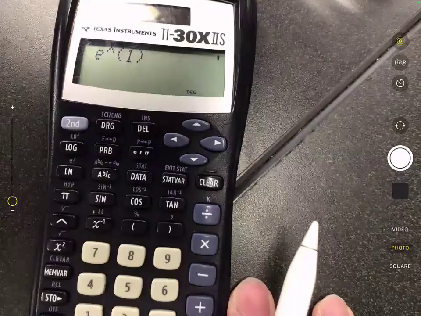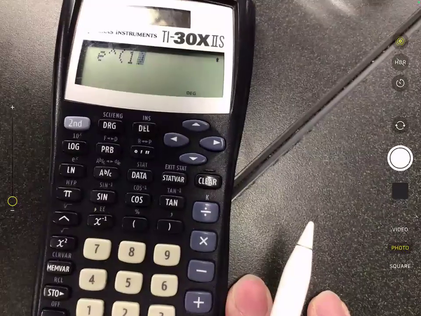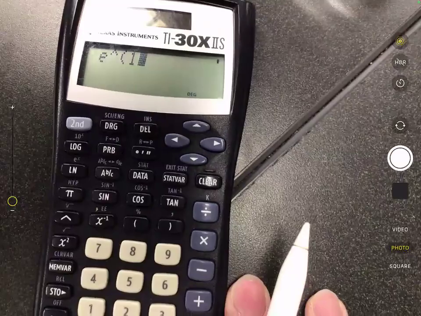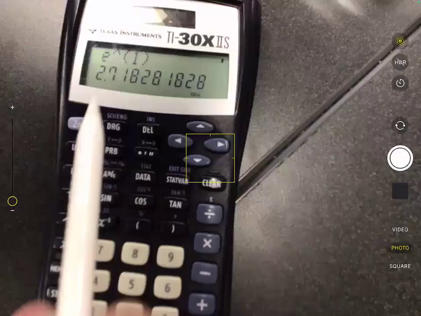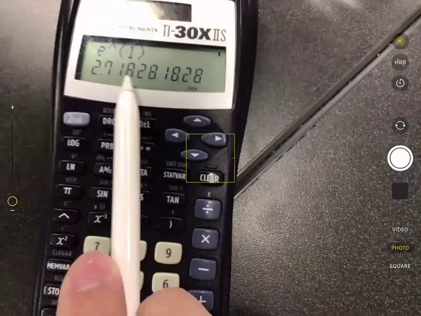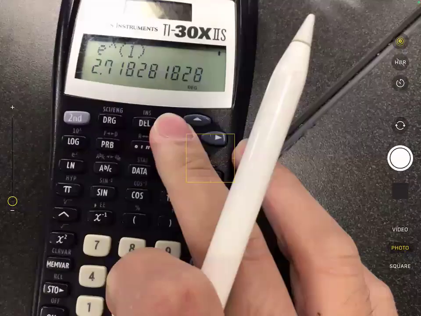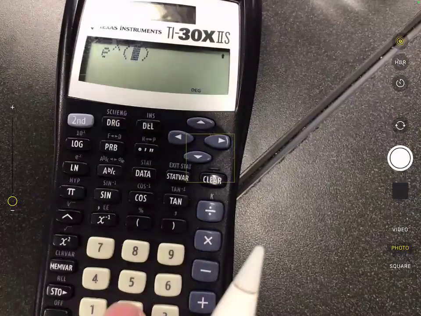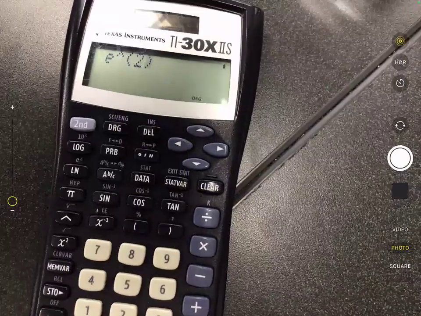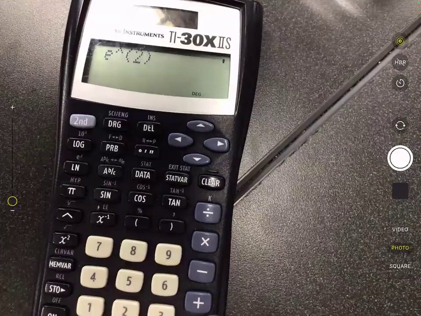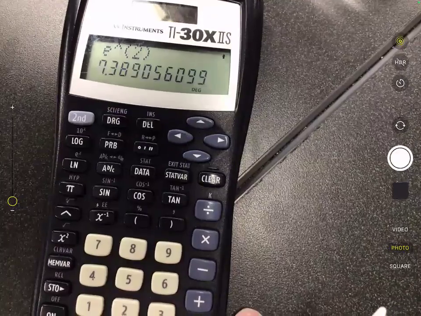So e itself, right? We know that anything to the power of 1 is itself. So e is approximately 2.7, and this will round to 2.72. And then e to the power of 2 is about 7.39.